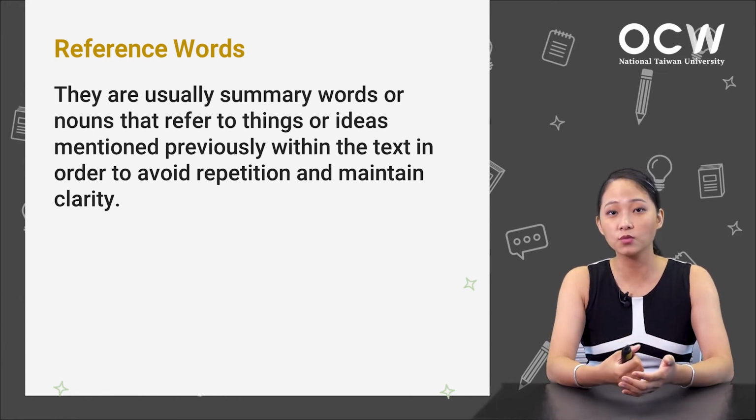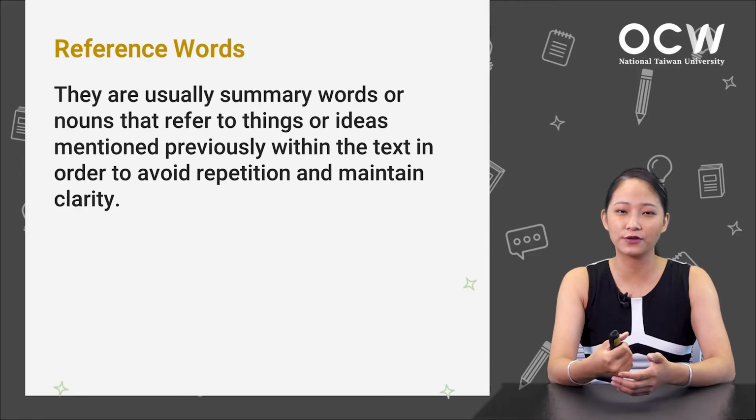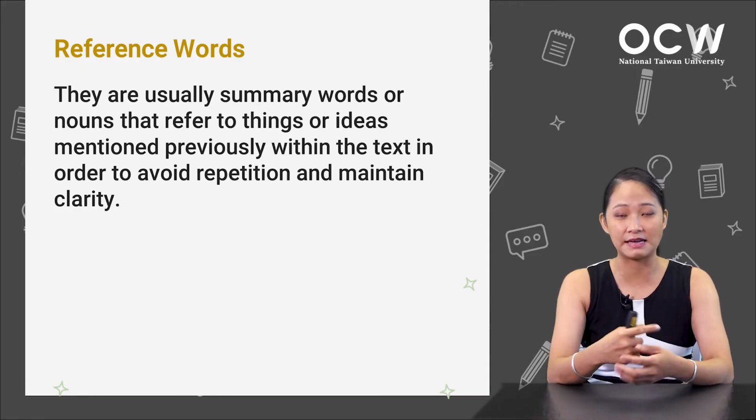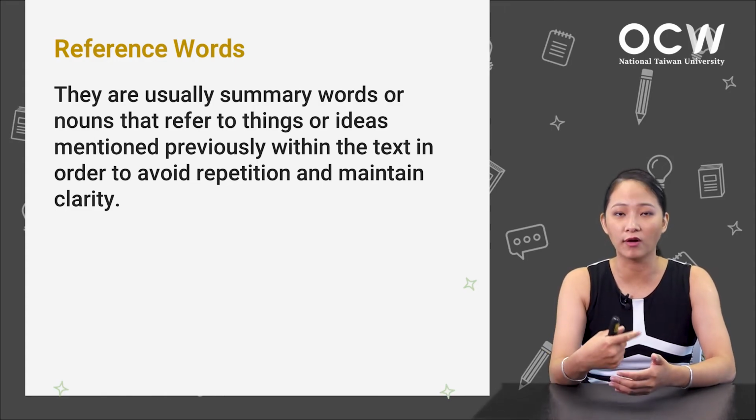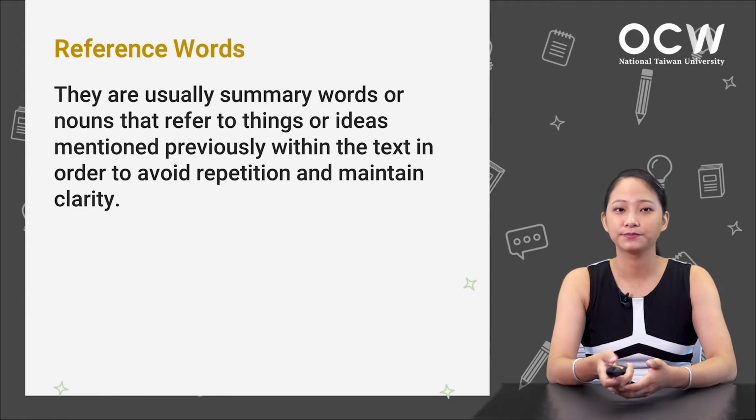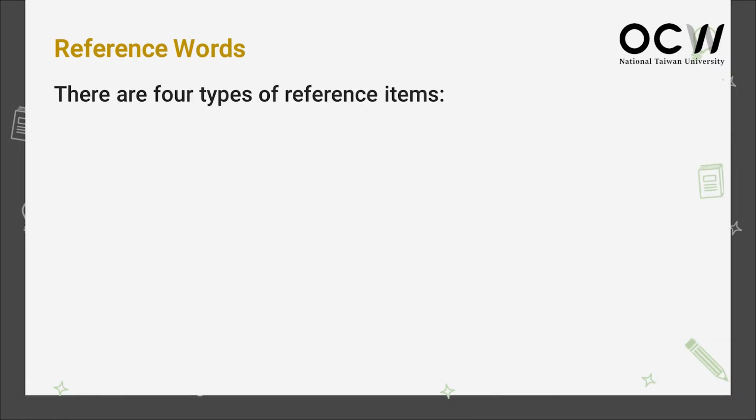Next, we're going to be talking about reference words. Essentially, these are words or nouns that help us to refer to the things you mentioned previously in the same paragraph to help maintain the flow of your idea without repeating the same word over and over again, so that your writing is clear. Now, there are 4 types of reference word.